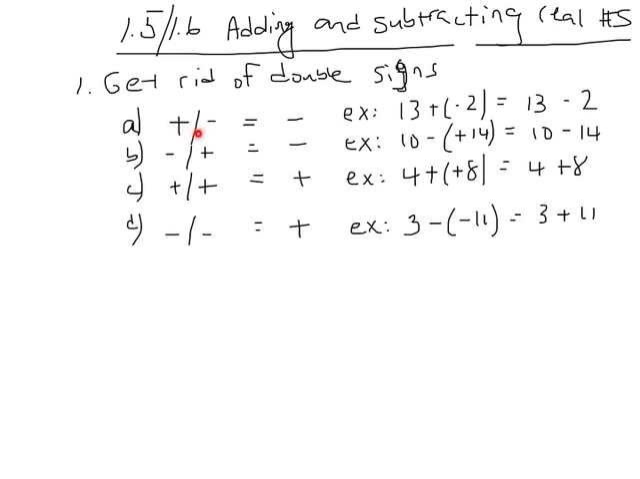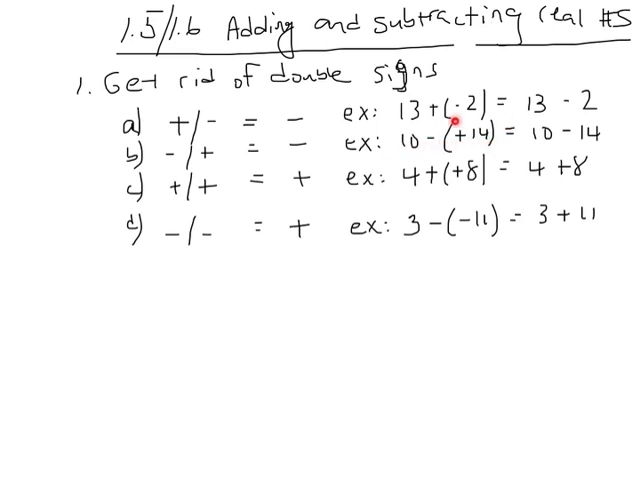So if you have a positive followed by a negative, we're going to replace the positive followed by a negative with just a negative. For example, 13 plus negative 2, here's the two signs in a row, we replace the positive and the negative with just a negative. So the problem becomes 13 minus 2. The same is true if you switch the negative and the positive. It still becomes a negative.